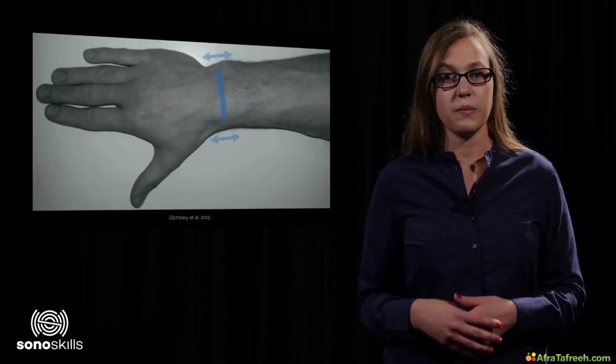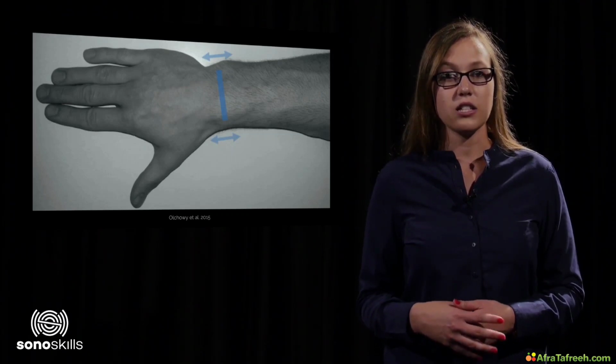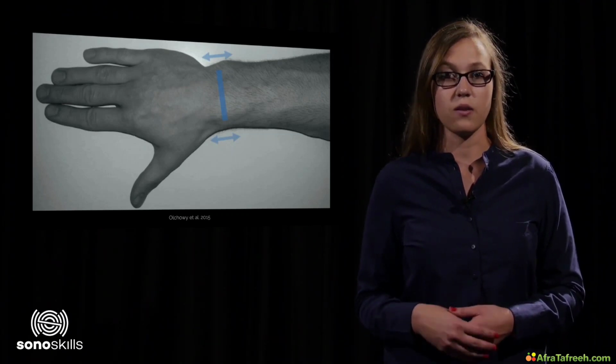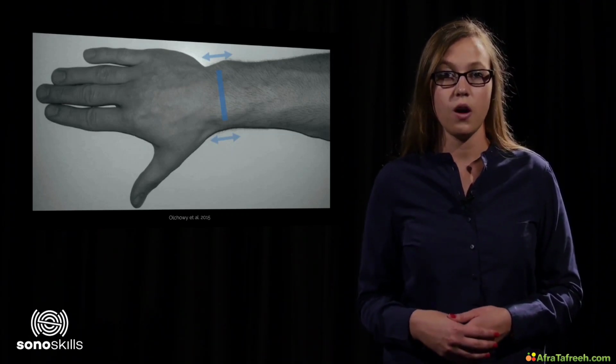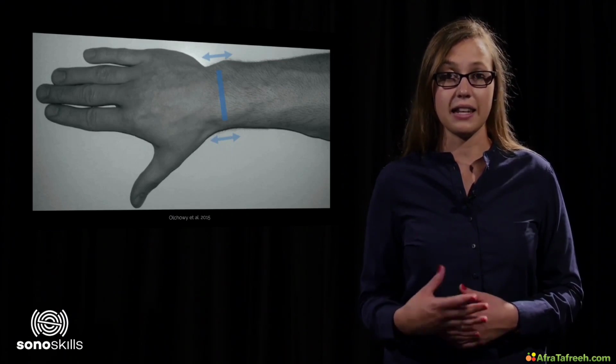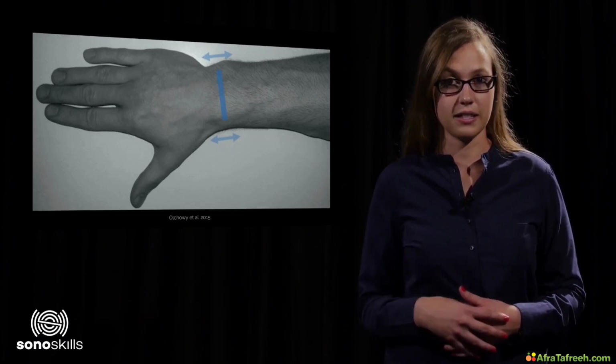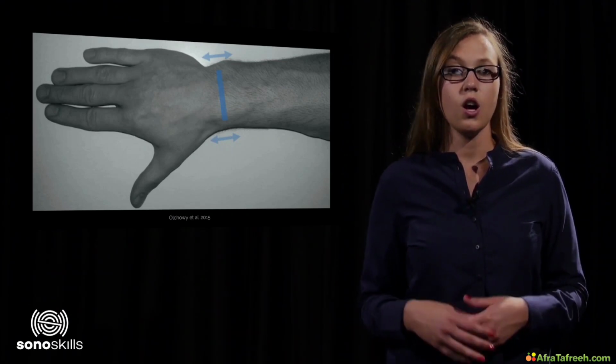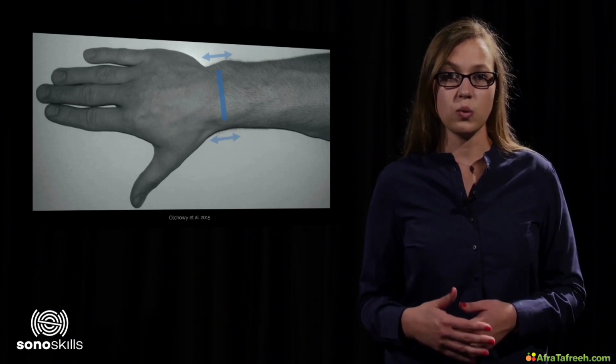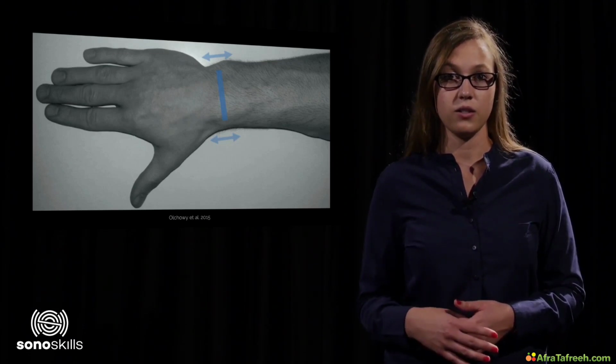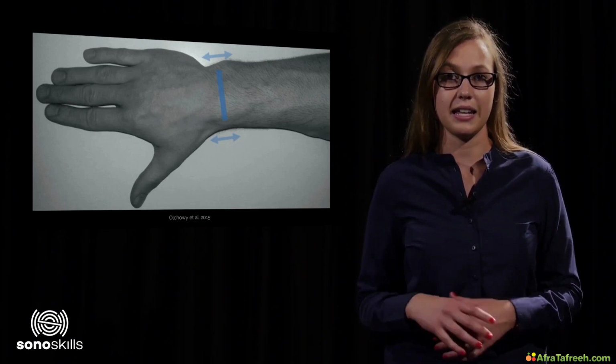To assess compartments 4 and 5, the transducer is placed transversely, or with a short axis view, on the dorsum of the wrist at the level of Lister's tubercle and the styloid process. From there, the transducer is swept proximally and distally to assess the full ED and EDQ.